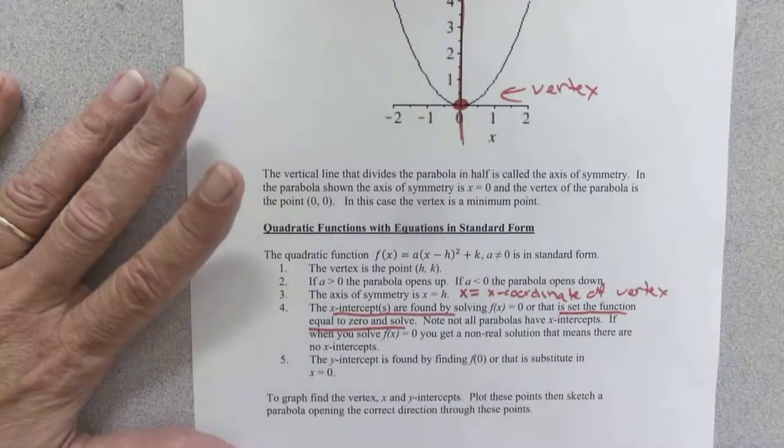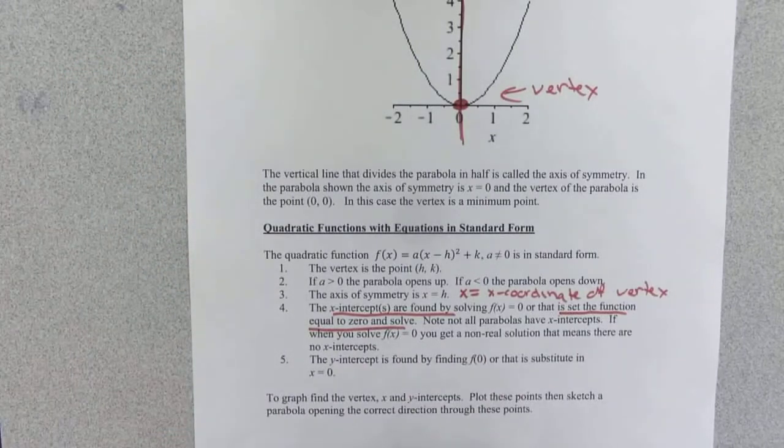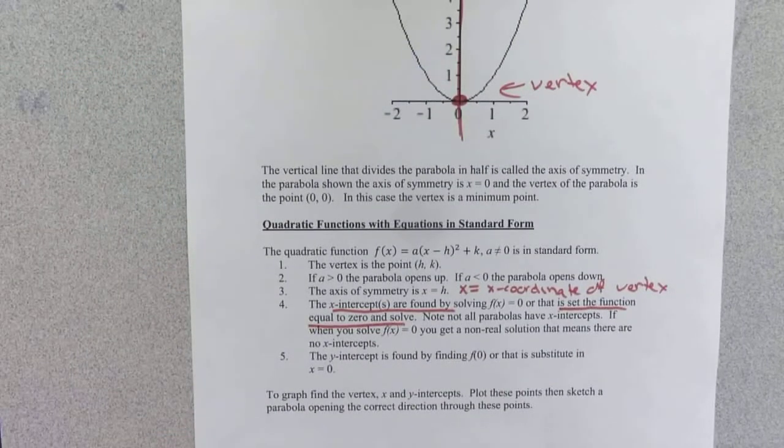X-intercepts are found by setting the function equal to 0 and solving. Note, not all parabolas have x-intercepts. If when you solve f of x equals 0, you get a non-real solution, that means there are no x-intercepts. Now here it says the x-intercepts are found by setting the function equal to 0 and solving.